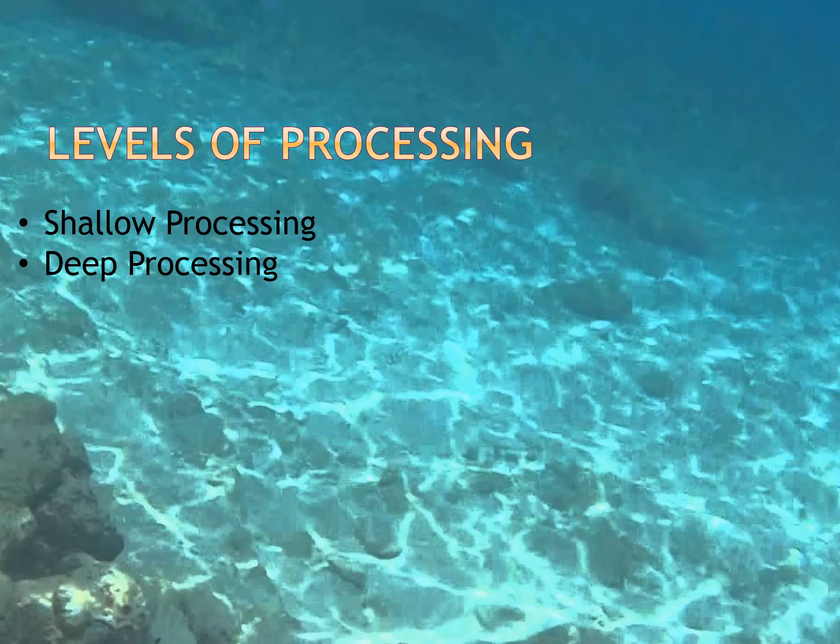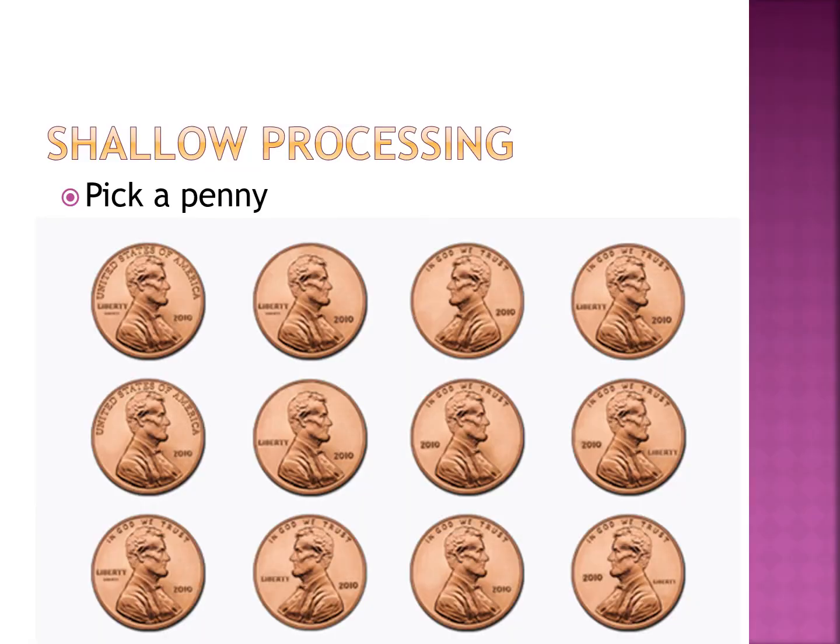And so I'll give you some study tips so we'll understand the differences between shallow and deep processing. So let's start by picking a penny. Which of these pennies is the correct one? Of the 12 that are here, which of these is the correct penny? Okay, so I'll give you 3 seconds. One, two, three. The correct penny is the one in the top right corner.